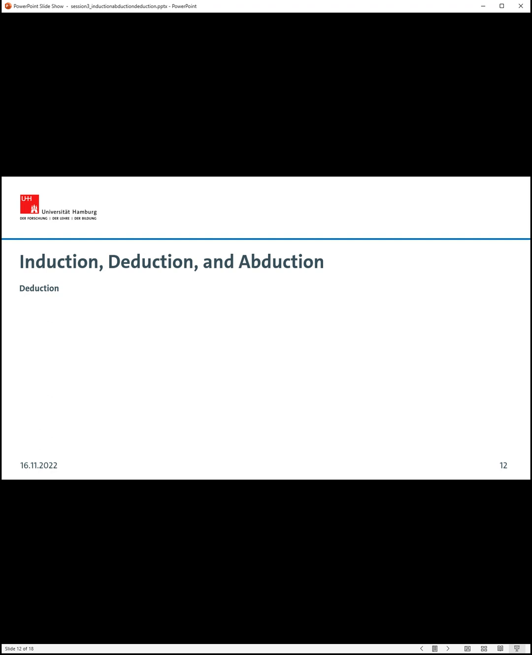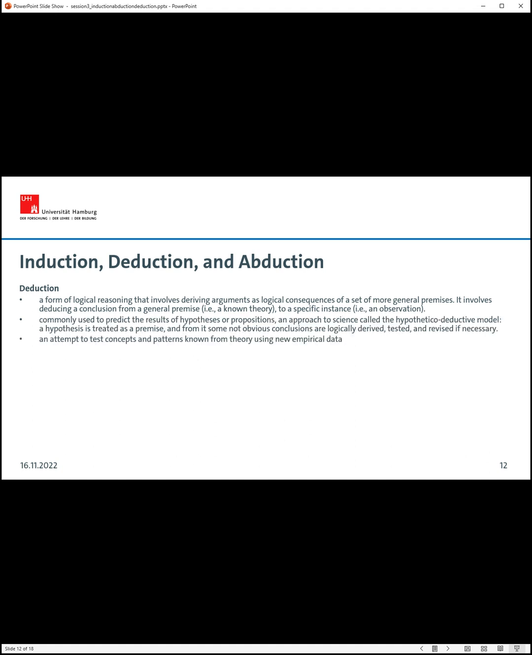A second form of logical reasoning strategy is called deduction. Deduction is basically the opposite to induction. Deduction is a form of logical reasoning that involves deriving arguments as logical consequences from more general premises about something in particular. We deduce a conclusion from a premise or an assumption or a theory to a specific instance, an observation, a case that we have in front of us.